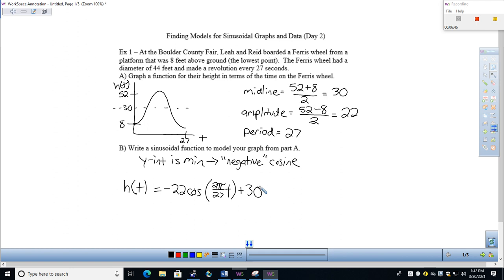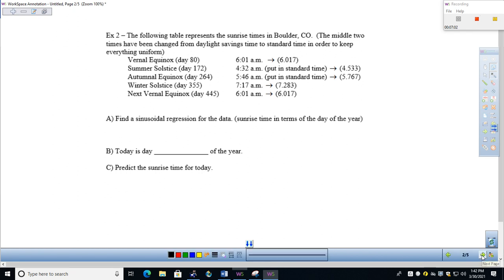All right, so just a little review problem to get us thinking, and remember just the calculations to get midline and amplitude if it's a little harder to just kind of count some things out. All right, let's move on to the next piece.